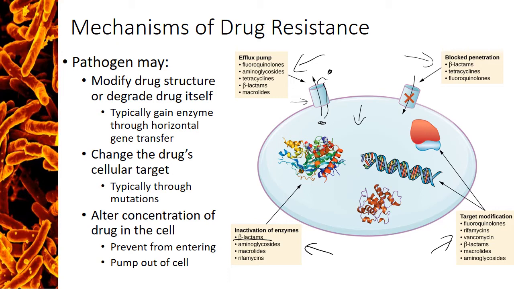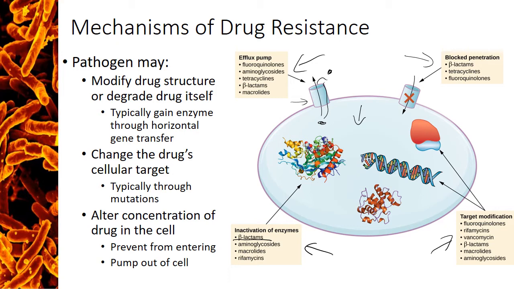So as you look at the 3 mechanisms, remember, we can change the drug structure; that typically requires horizontal gene transfer to give you a gene that allows that to happen. You can change the drug's target. That's usually going to happen through mutations that alter the actual protein target of the drug a little bit. Or you can change the overall concentration of the drug.